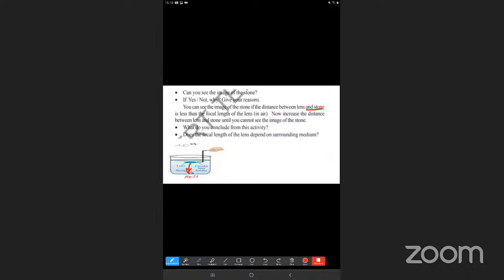Yes, so focal length of the lens depends on the surrounding medium. When the lens is inside the water, we observe the stone through the lens. When the distance from the stone to the lens is increased, we cannot see the image of the stone. So here, to observe this: focal length depends on the surrounding medium.